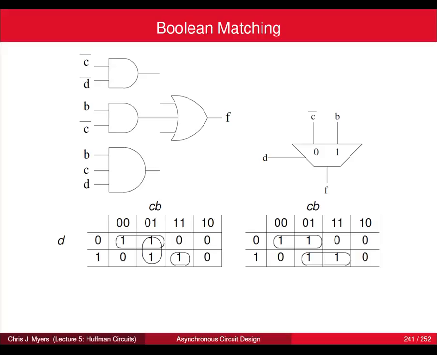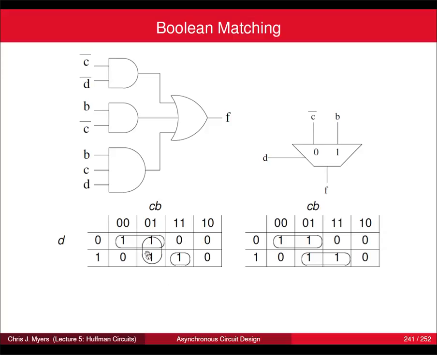So in structural matching, you try to match the structure. There's another type of technology mapping called Boolean matching. And in Boolean matching, you try to match the logic function. So here's another logic implementation. I think this is the GC one from before. And this logic function is implemented this way.